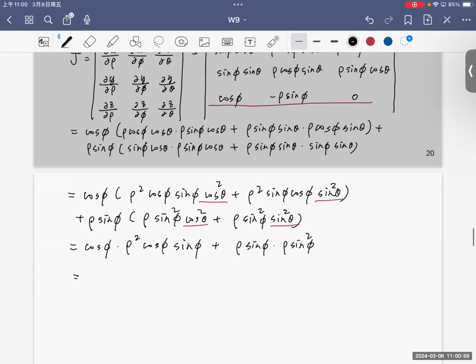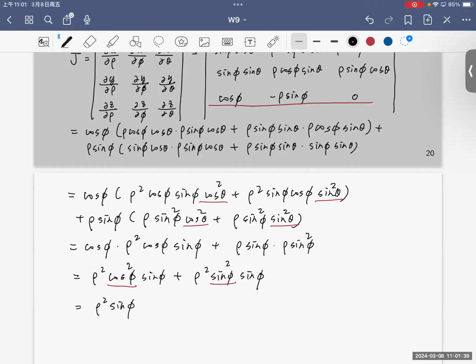Okay, so let's see if we can simplify further. The first term is rho squared cosine phi squared sine phi. The second term is rho squared sine phi squared times sine phi. So you see, I can factor the common term, and what remains is the only different terms in the two terms here. So cosine phi squared plus sine phi squared is equal to 1. So in the end, I have the Jacobian is equal to rho squared sine phi.